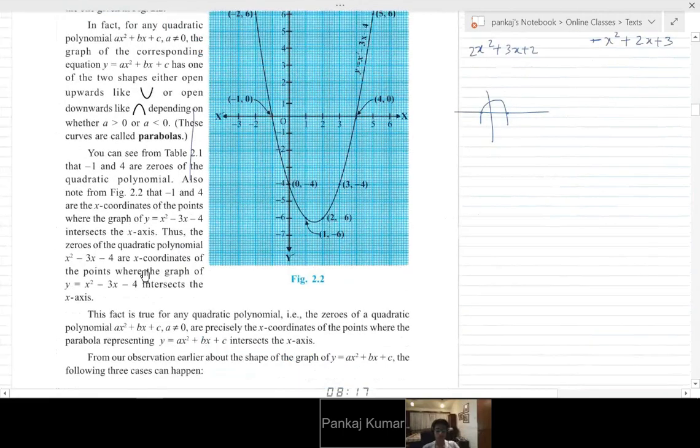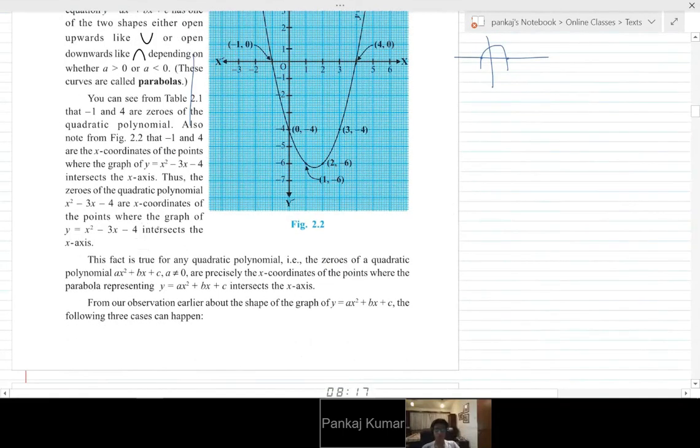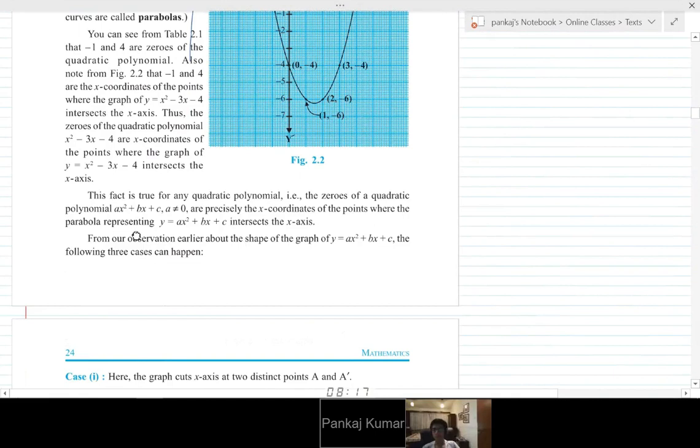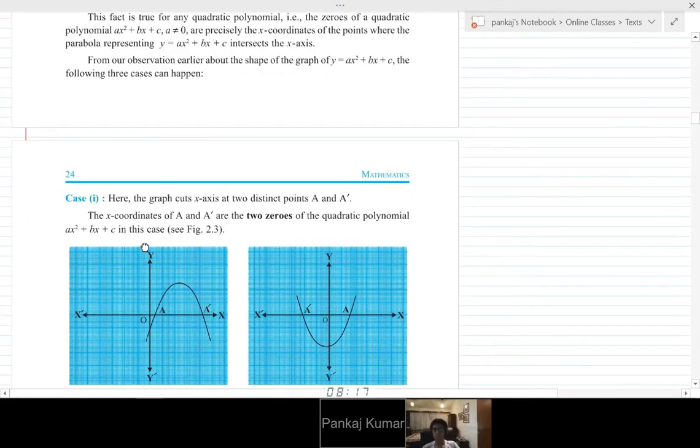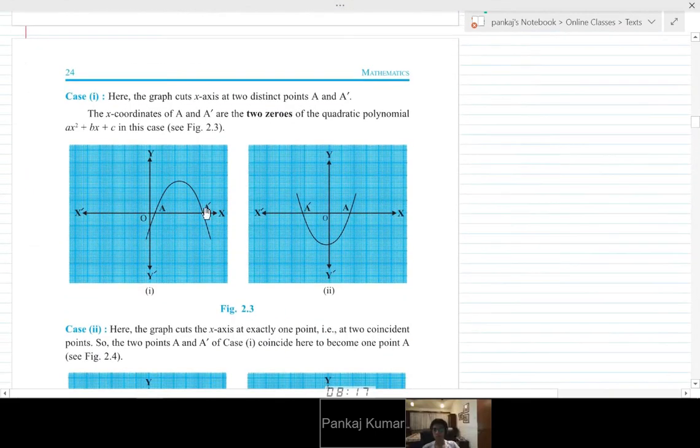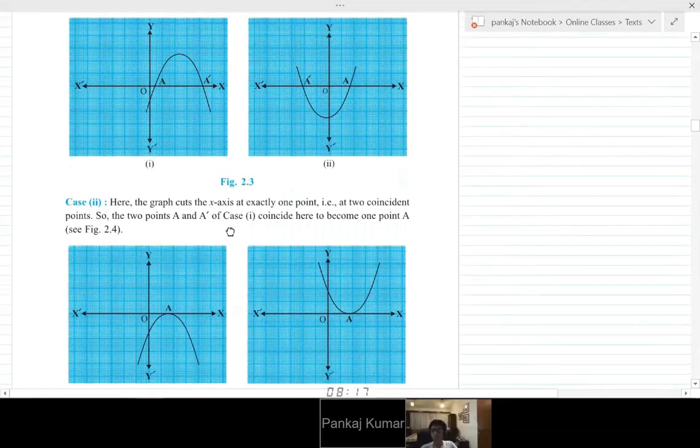So now how many cases can we have for a parabola? These cases are discussed here. Can you see the first case here? How many zeros are there for each of these? Two each. So in figure 2.3, we have the first case, where it is flipped, and the second case, where it is upright, and we have two zeros for both of these.